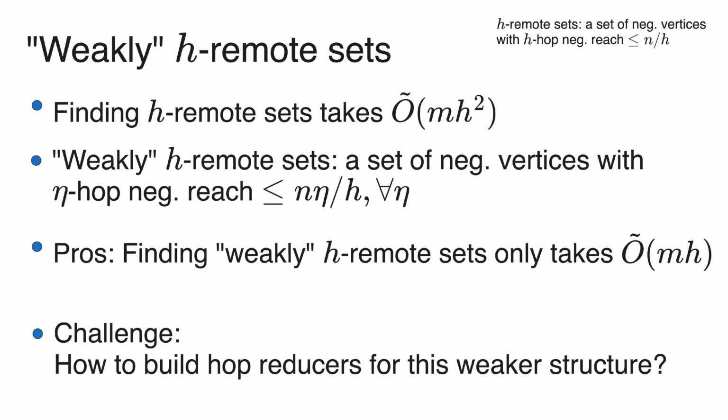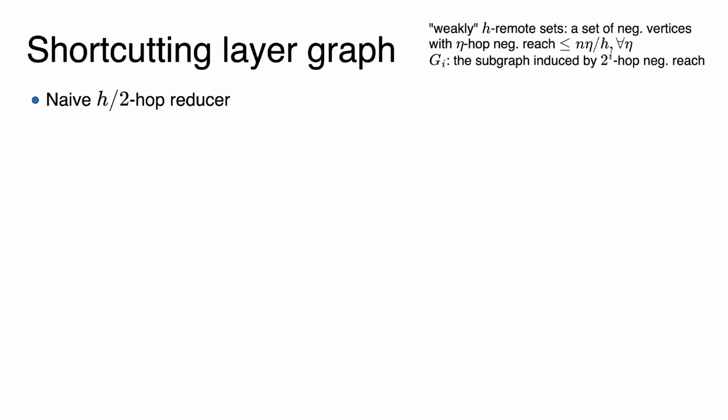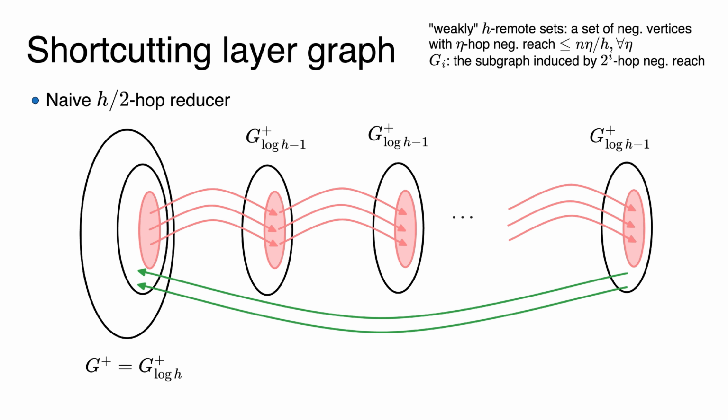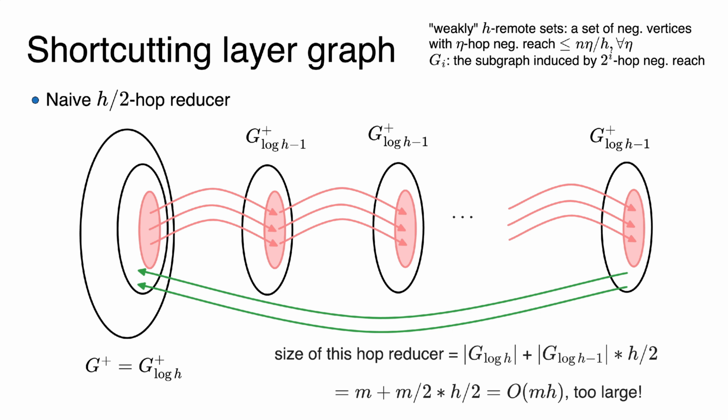Maybe let's start with the simplest idea. We again build this compressed layer graph, so we copy the h over 2 hop negative reach multiple times. And we can achieve the hop reduction. But the problem is that this hop reducer is pretty large, because we have no size constraint on the h over 2 hop negative reach.